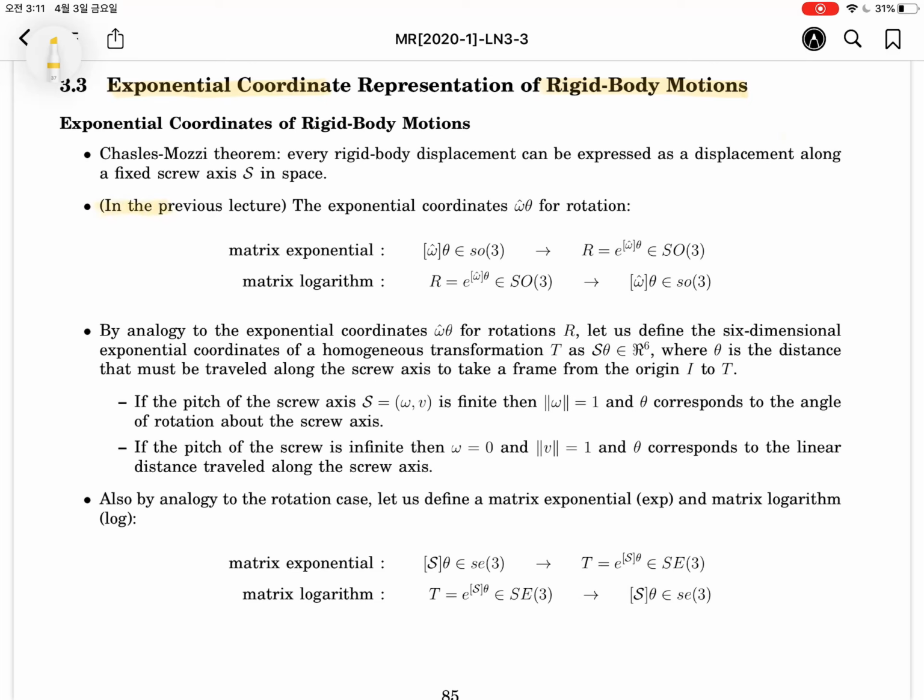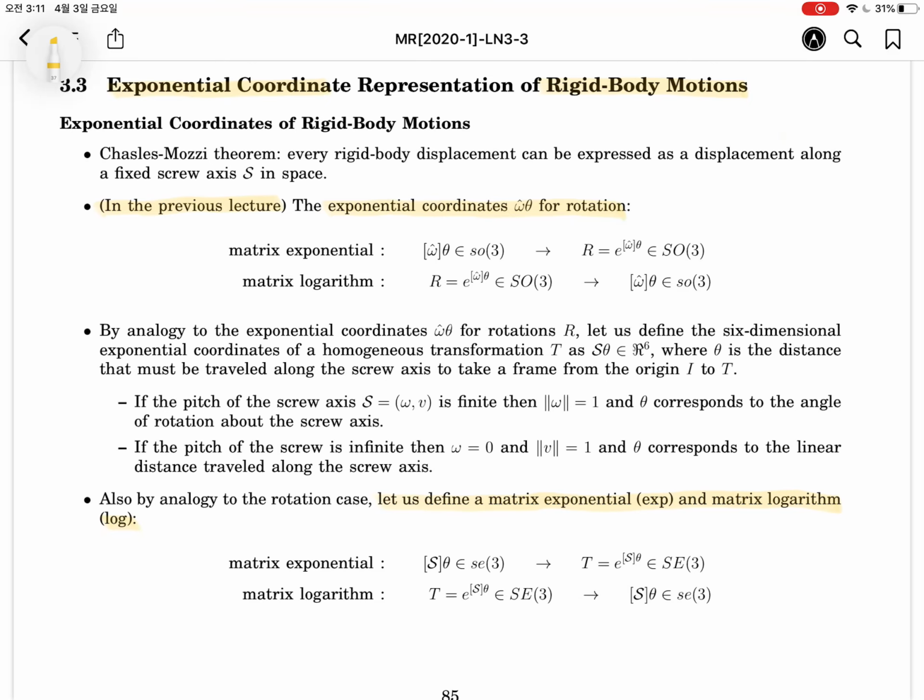Actually, in the previous lectures, we have introduced the concept of exponential coordinate for rotation. It will be extended to the rigid body case. So, in this section, we will define the matrix exponential and the matrix logarithm to find the exponential coordinate for rigid body motion.